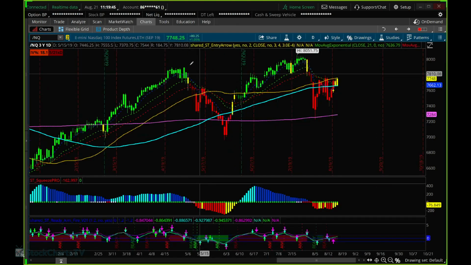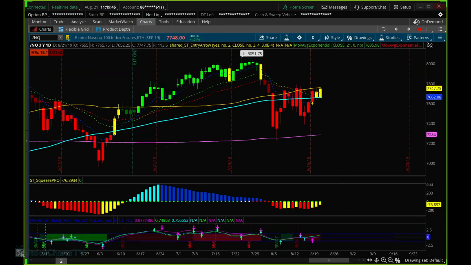So I start off on a daily chart, and the moving averages that I use are going to be the 8, the 21, and the 34 EMAs. It's going to be your fast moving averages. And then I use the 50, 100, and 200 SMAs.